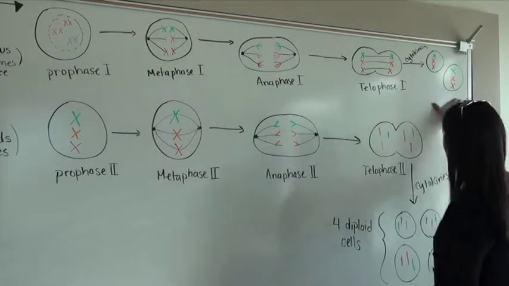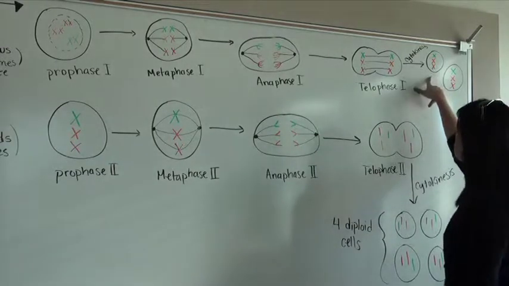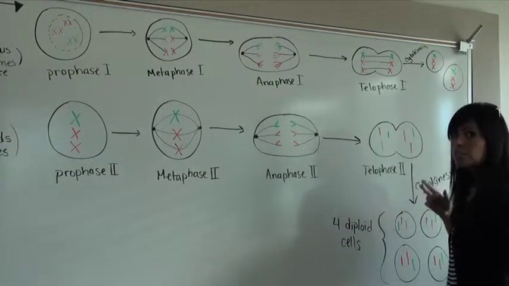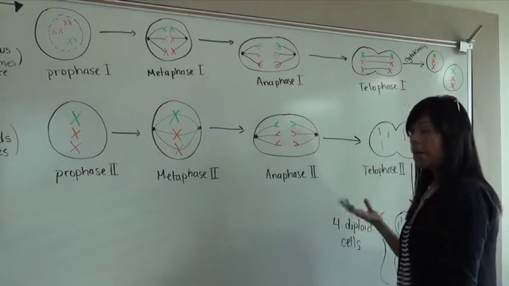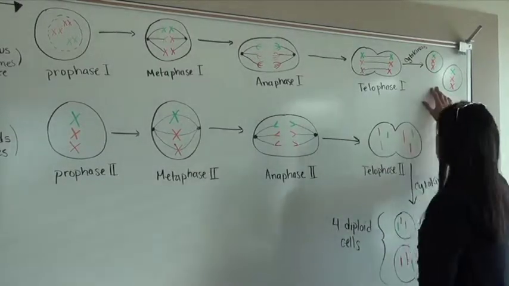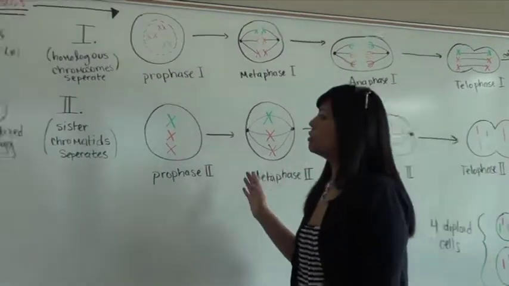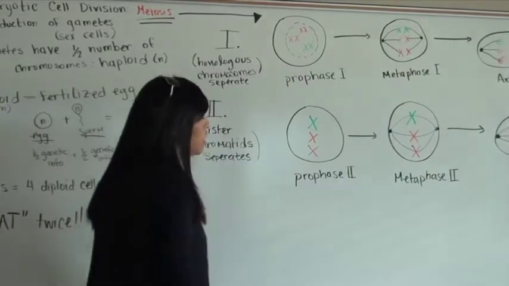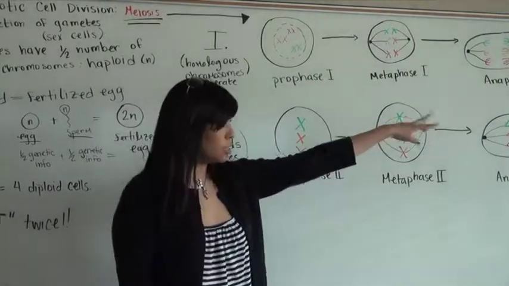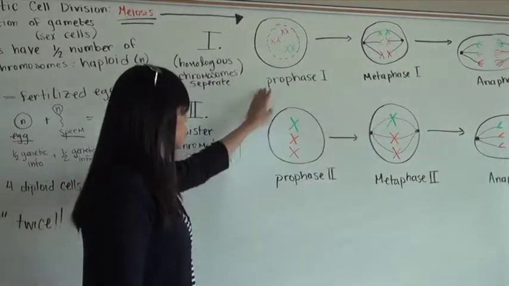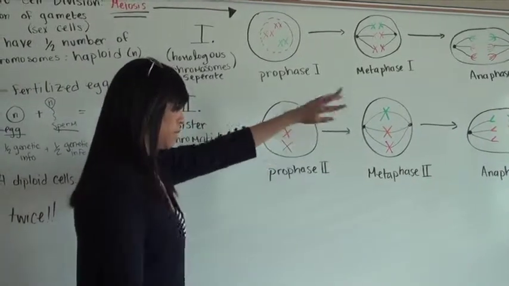Now these 2 cells are going to divide as well to then make haploid cells. So I'm going to go over here, and now we're going to go into meiosis 2. I only drew an example for one of the 2 cells that were made. So this is just one of the 2.